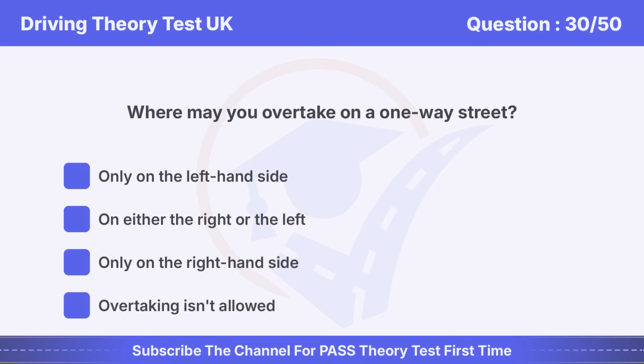Question 30. Where may you overtake on a one-way street? Option A. Only on the left-hand side. B. On either the right or the left. C. Only on the right-hand side. D. Overtaking isn't allowed.